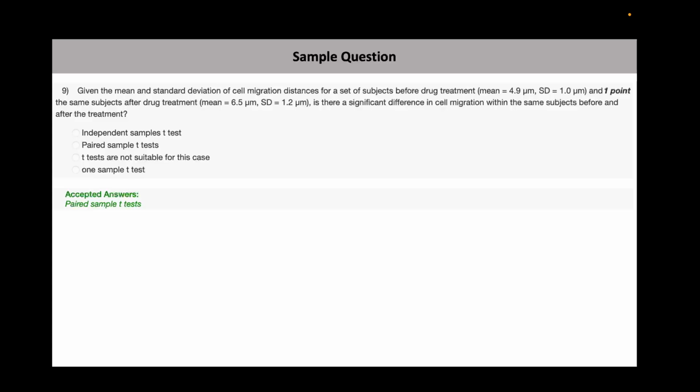That is why the answer to this question is that it can be solved by a paired sample t-test. So the answer will be option B. By calculating a paired sample t-test, we can say whether there is a significant difference in cell migration within the same subject before and after the treatment.